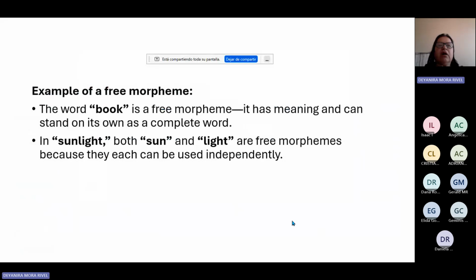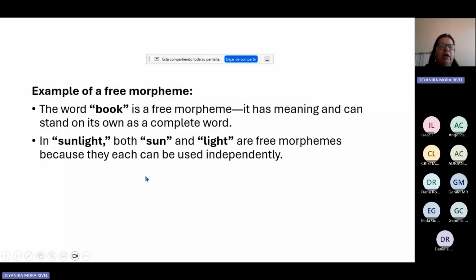Then we have an example of a free morpheme. So a free morpheme can be book. It can be room. It can be class. It can be most of the things that we talk about, if they are not plural or verbs, are going to be free morphemes. So I don't need to add anything to it to have a meaning.